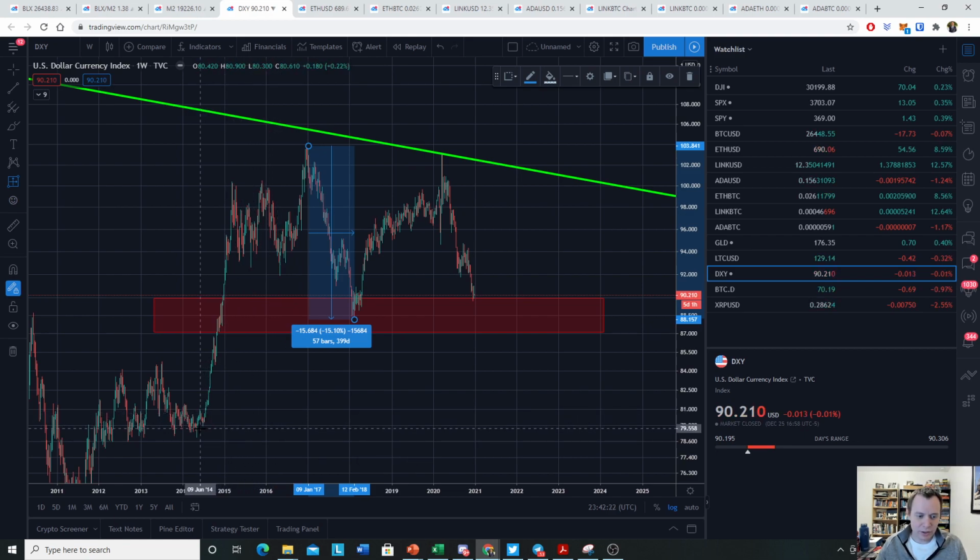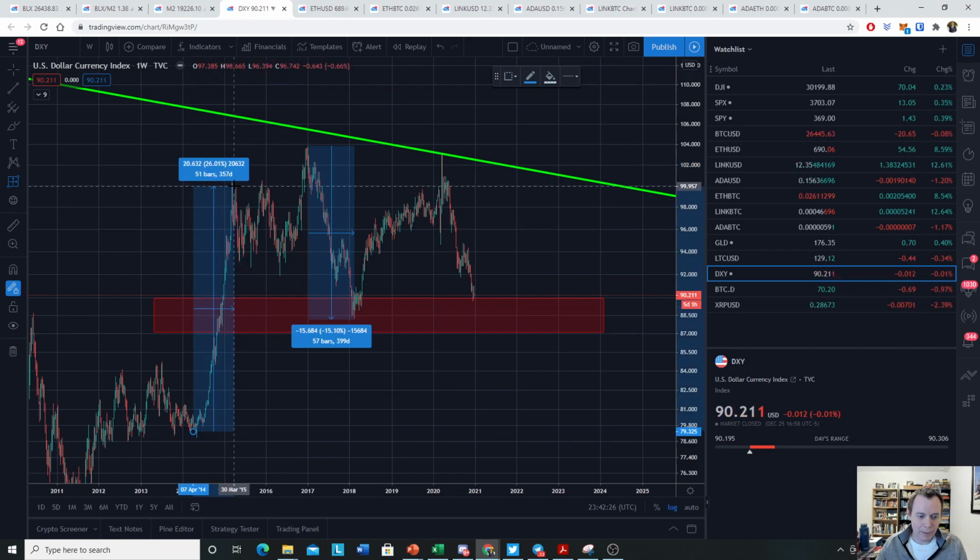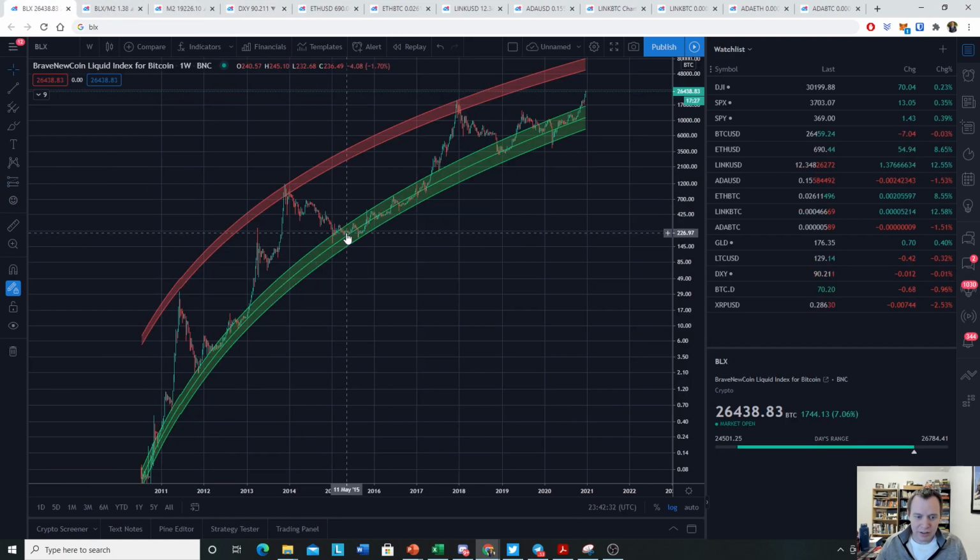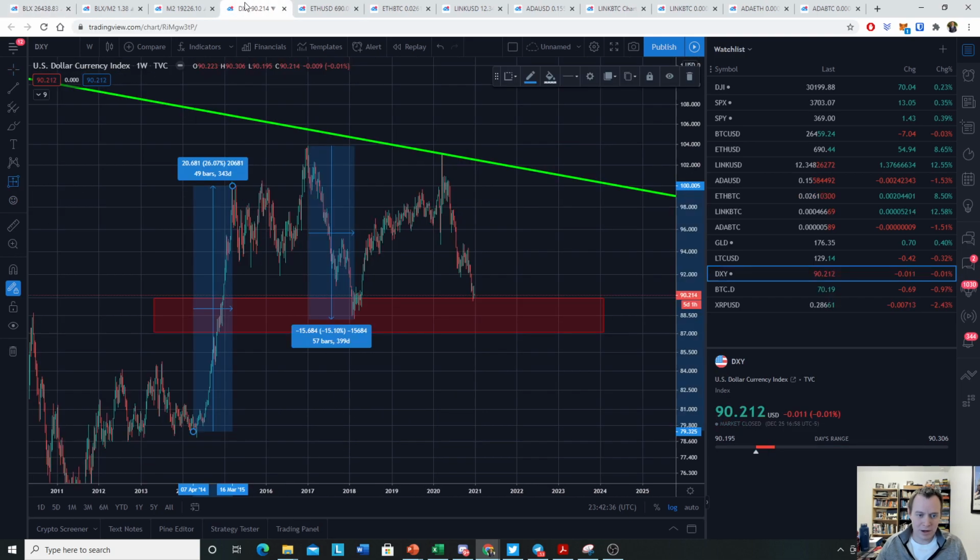For instance, if you look at 2014 up until, say, early 2015, DXY went up 26%. But we know that during that same period, 2014 to 2015, Bitcoin was in a bear market. So generally speaking, if the dollar is doing poorly, Bitcoin does well.